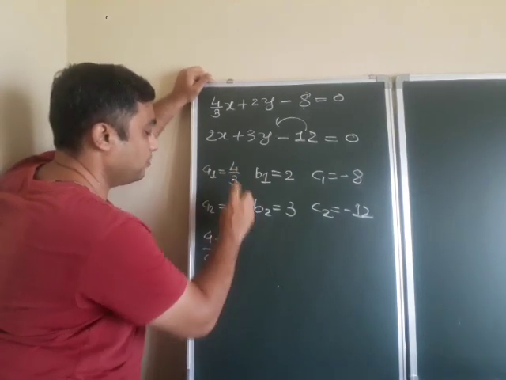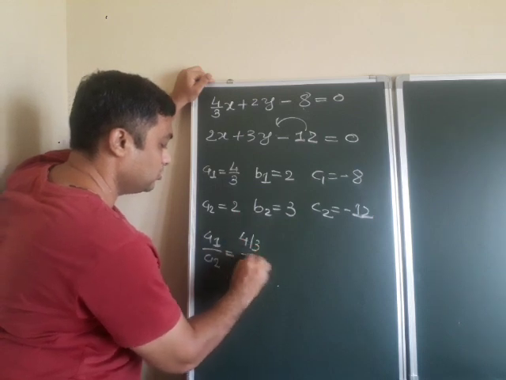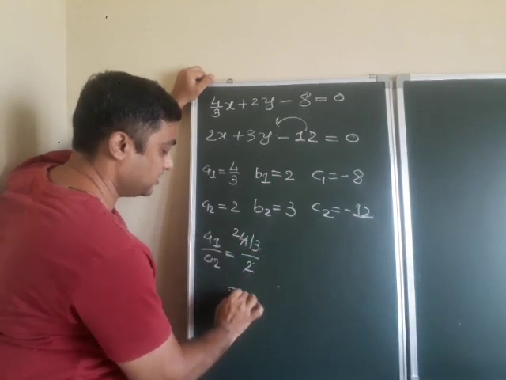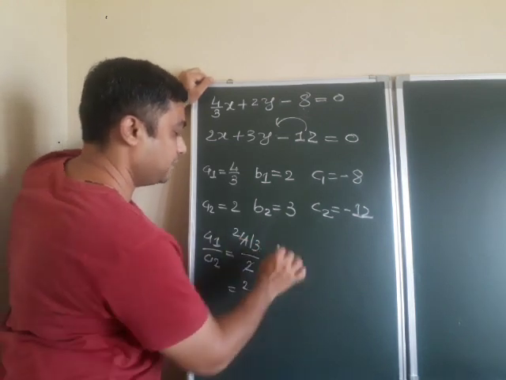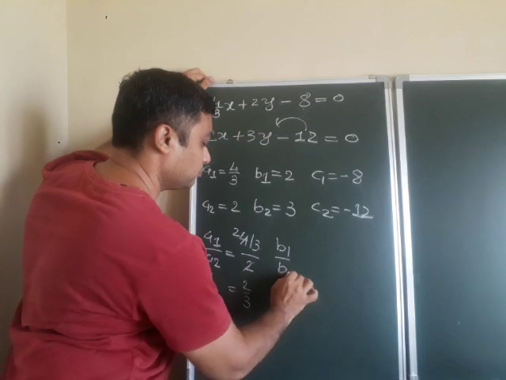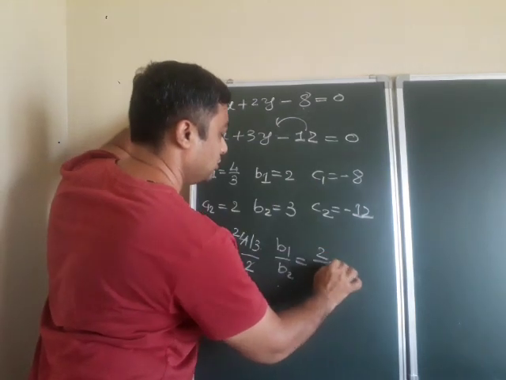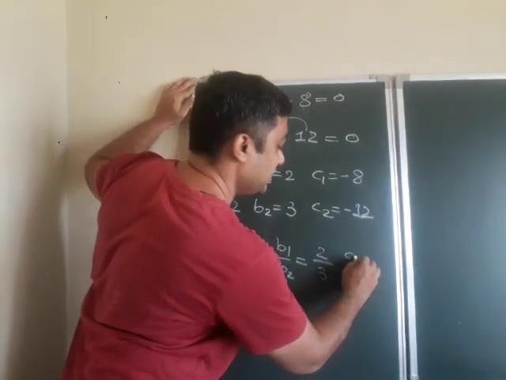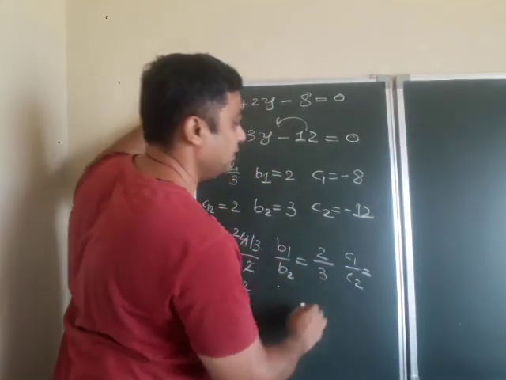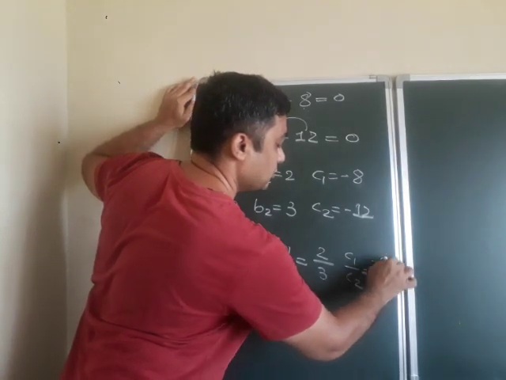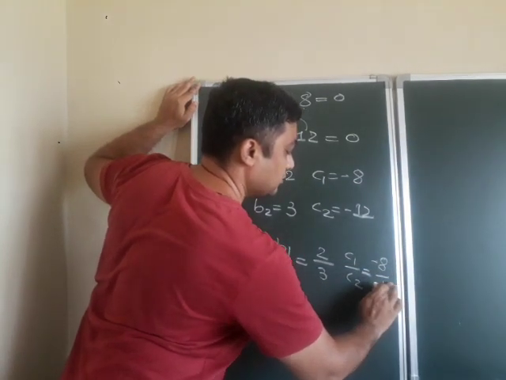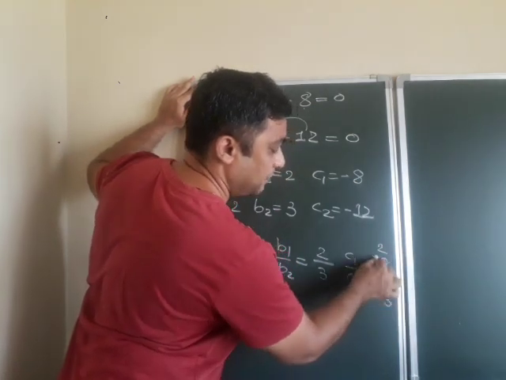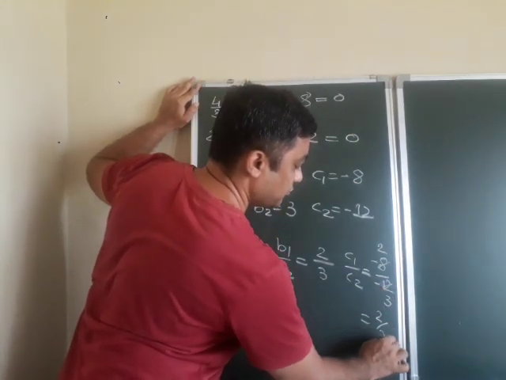So check a1 by a2 is equal to 4 by 3 upon 2. Fine. The 2 2s are 4, so this becomes 2 by 3. Check b1 by b2. b1 is 2 and b2 is 3, so the two ratios are coming the same. So now everything depends on the third ratio, c1 by c2. That is minus 8 upon minus 12. 4 2s are 8, 4 3s are 12. And minus minus makes a plus. So this comes to 2 by 3.